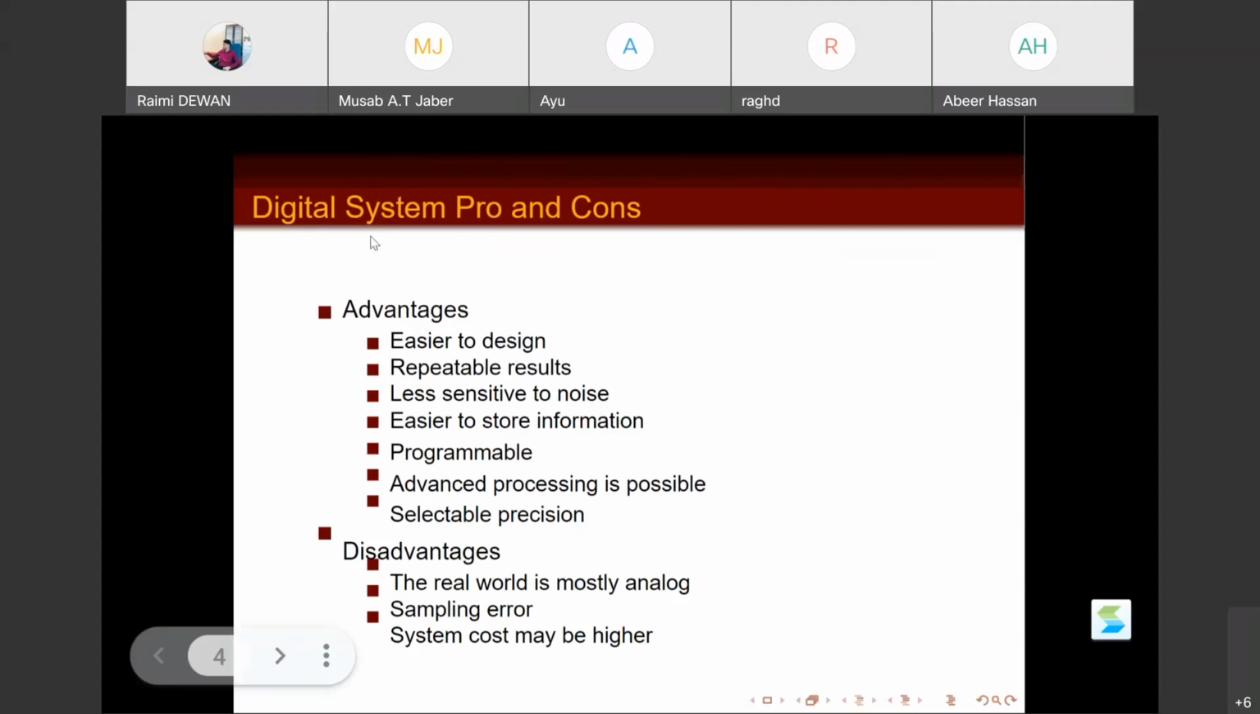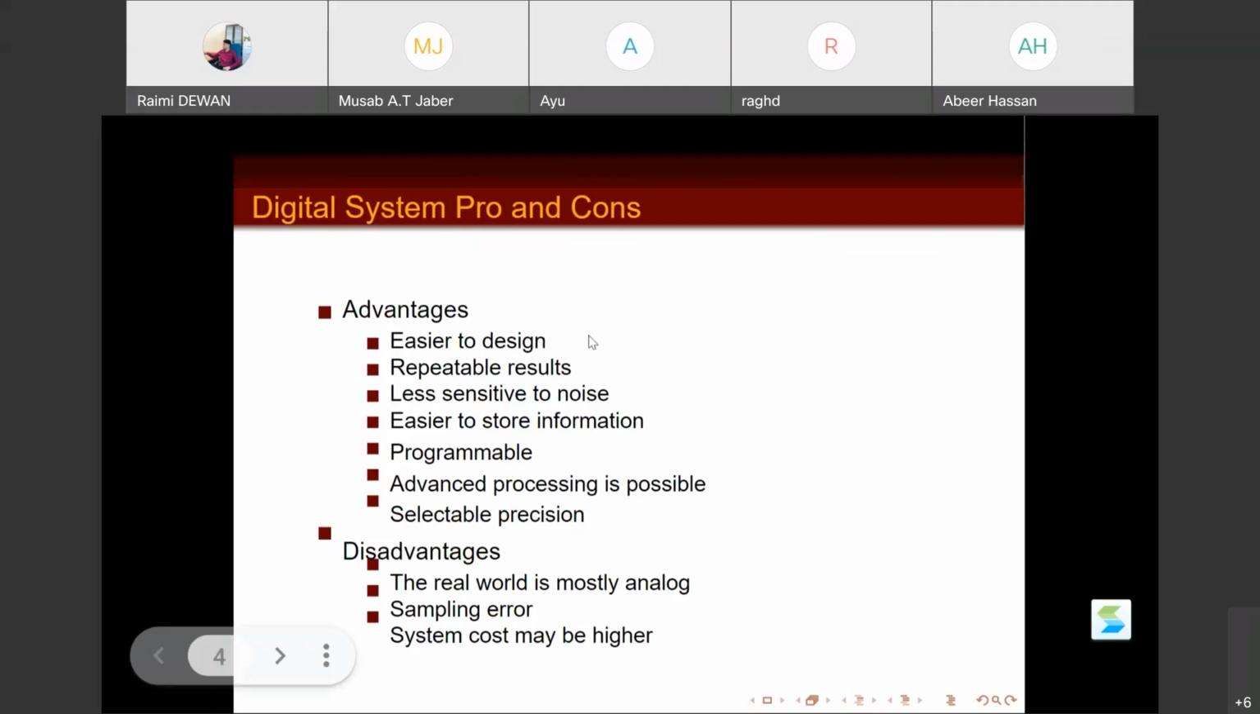Advantage of the digital system: easier to design, because it involves only logic gates. Repeatable results means if you design this digital system and you want to produce the same output, you just need to perform the repeatable input. You will most likely have the same output later on. That's why it's good to have this digital system, because your result will be repeatable. You can do it again.